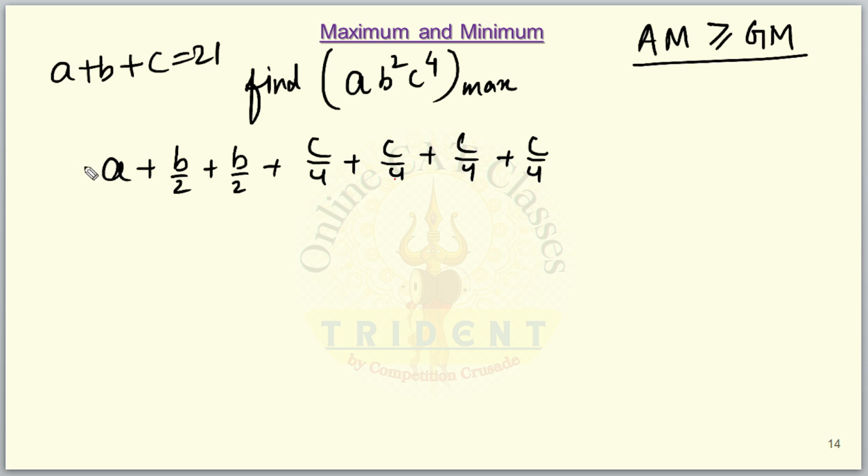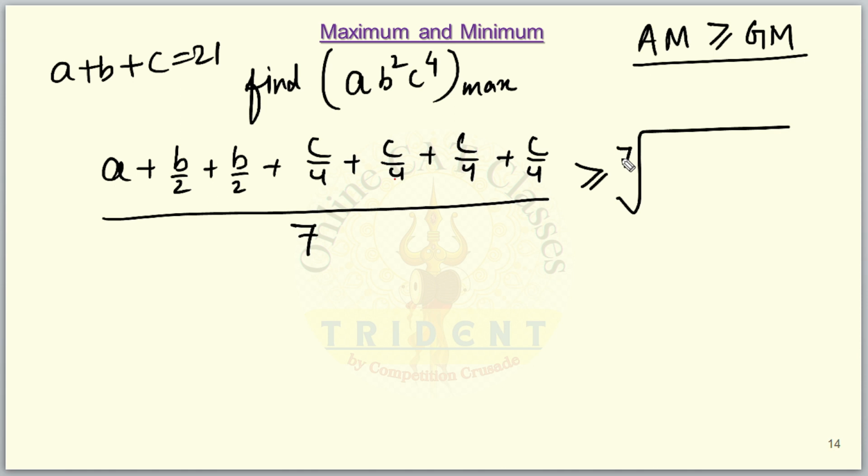There are 7 terms. So the arithmetic mean will be the sum of all this divided by 7, greater than or equal to the 7th root of this number. But remember, we have split the a plus b plus c as a plus b by 2 plus, so that we get to this value. So the numerator will be a into b square into c to the power 4, but the denominator will have 4 raised to the power 5. So 1, 2, 3, 4 and another 4 with these two. So 4 raised to the power 5.